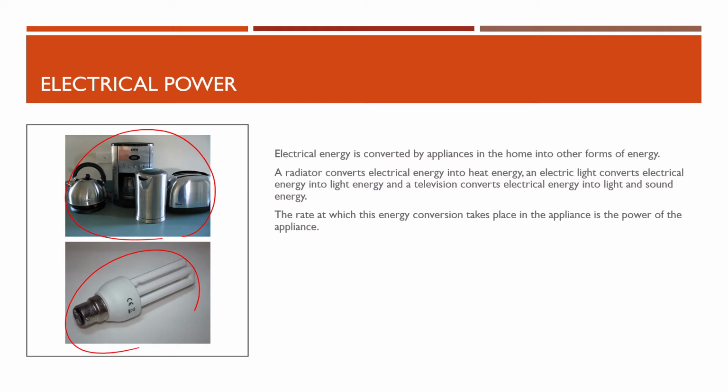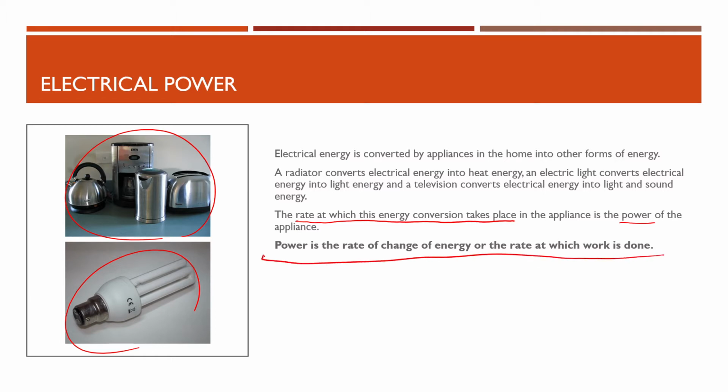The rate at which this energy conversion takes place is the power of the appliance. So the rate at which this energy conversion takes place is basically what the power is. So I'd write that down. Power is the rate of change of energy, or the rate at which work is done. I'll probably highlight that or copy it down in your PowerPoint slides.